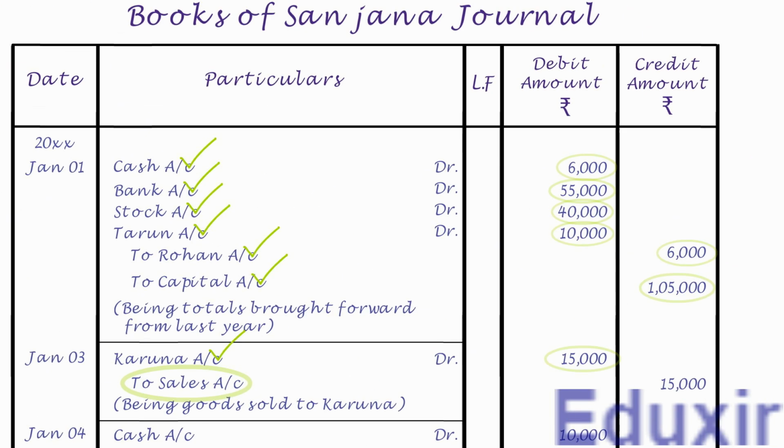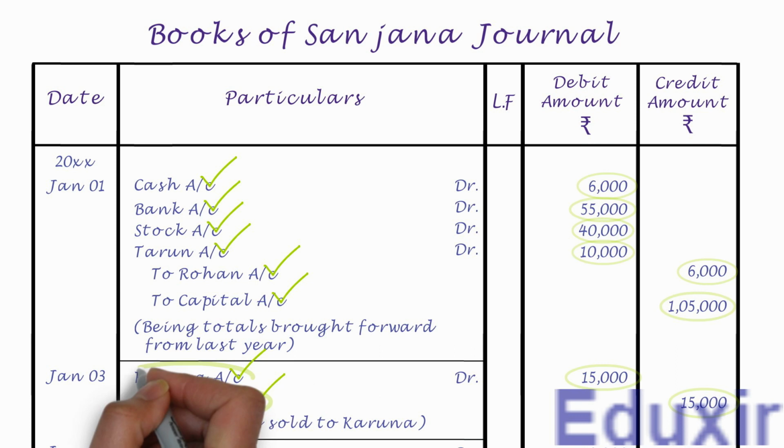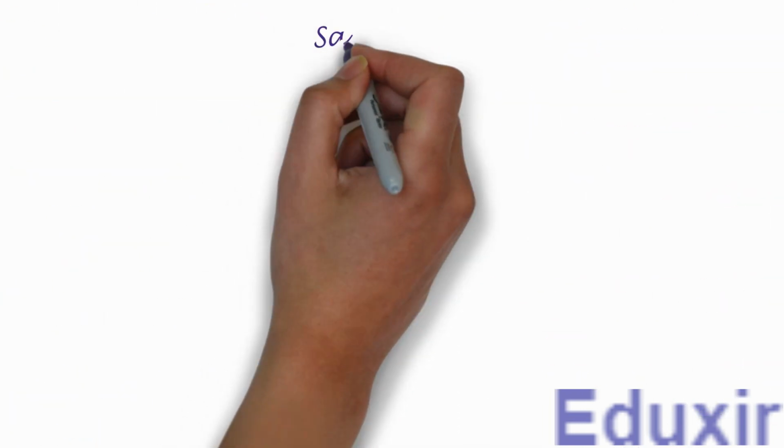As the name suggests, it needs to be posted on the credit side of sales account and the credit amount is 15,000 rupees. Note that the details that need to be posted into the particulars column is Karuna account. For posting this entry, we need to create a ledger account for sales as it is not yet created. Let us first write the title as sales account.